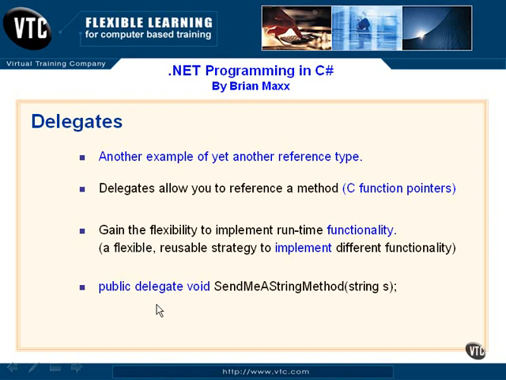And this would be the signature. Public or private, whatever your access modifier is, delegate is the keyword, meaning we're creating a delegate, not a class or an enum or a structure or something like that. Void, this is a delegate that is wanting to have a particular signature. So void is not returning anything from a method. Boolean would return a Boolean, for example.